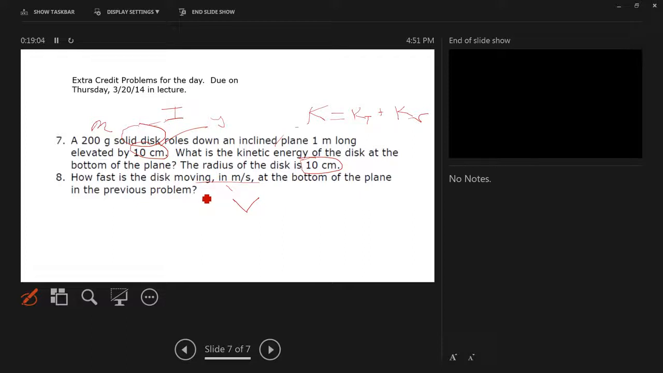Okay. Now at the bottom, if all of the energy is kinetic energy, and that must be equal to the potential energy you had at the top. In other words, potential energy U0 at the top equals the total kinetic energy at the bottom, which is comprised of translational kinetic energy plus rotational kinetic energy.